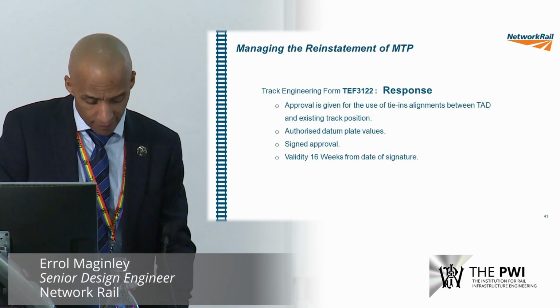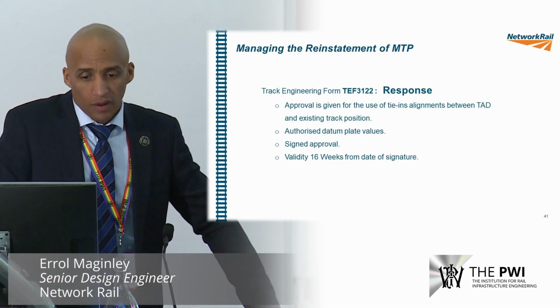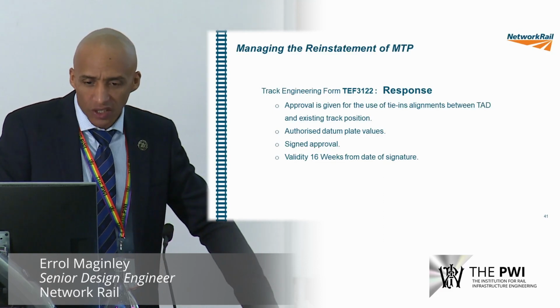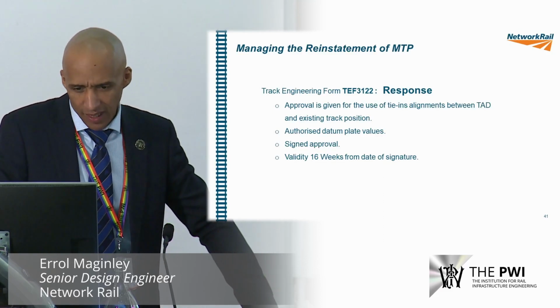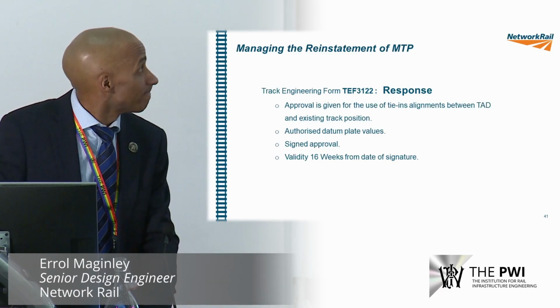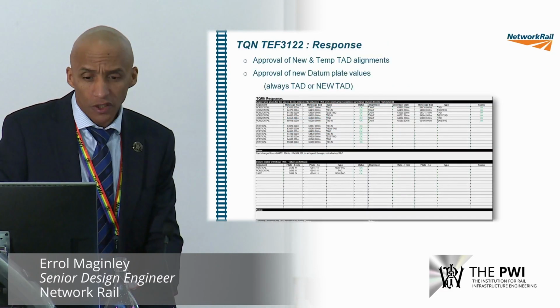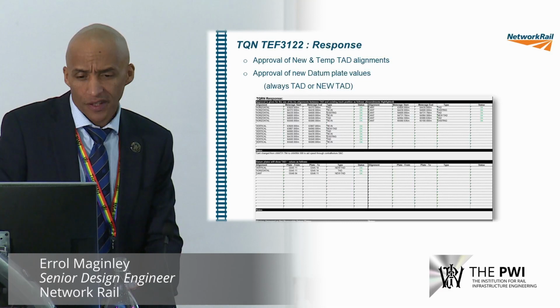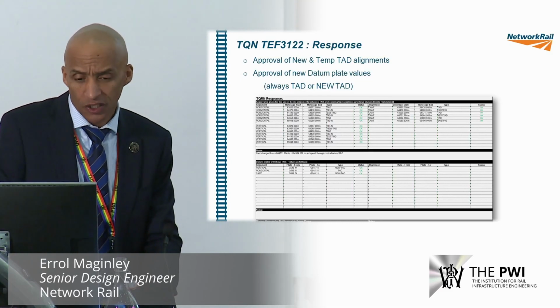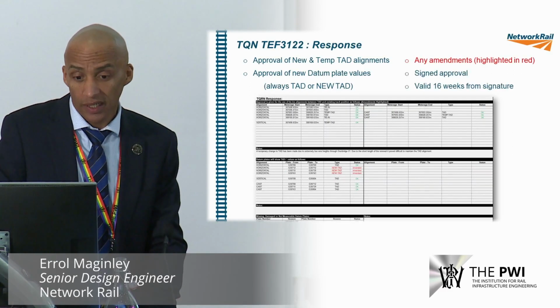We then review that information, and we capture any information such as any date and plate updates, and we give what we refer to as signed approval for that. We produce a response as part of the track engineering form, which we issue back to the designer. And if there are any amendments that we've found or had to make to his design, then these are highlighted in red.